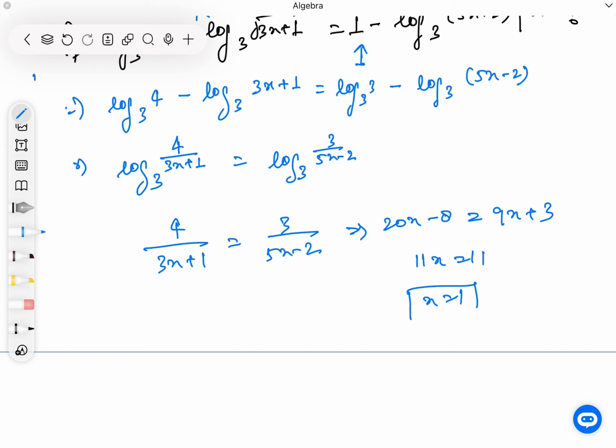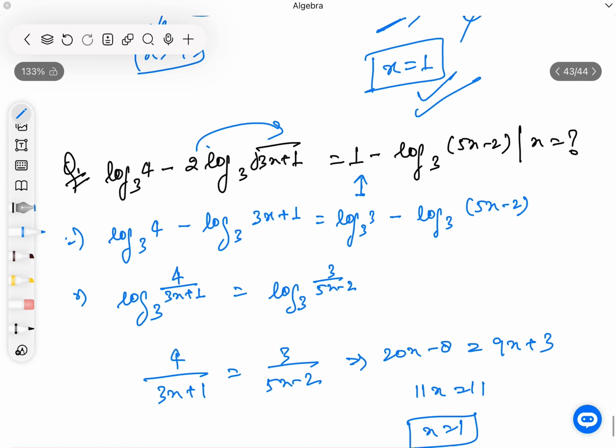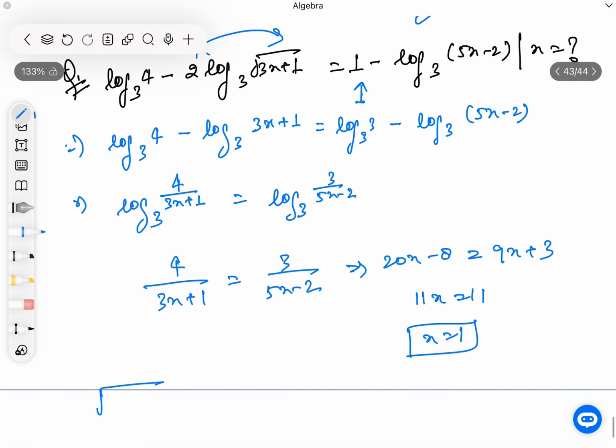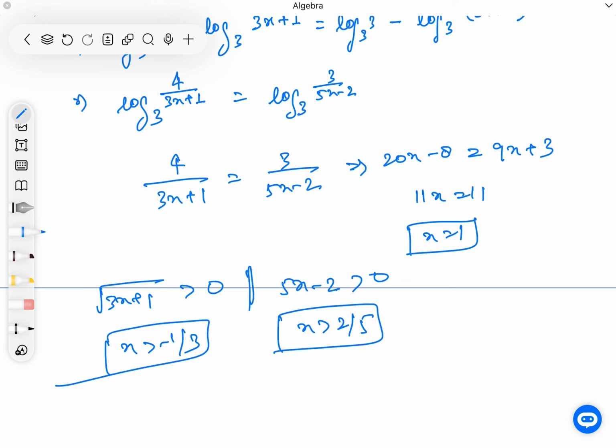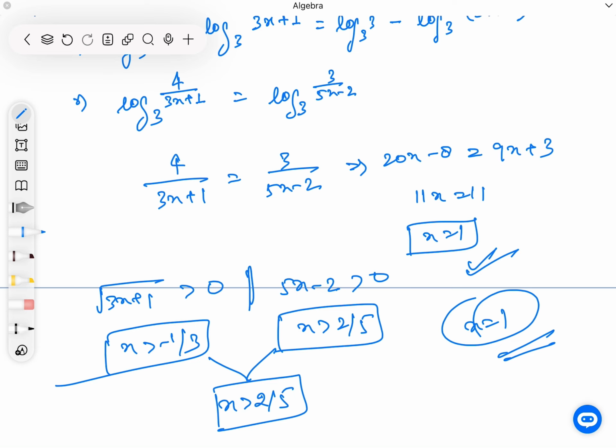So x is 1. But those conditions where root (3x + 1) has to be greater than 0, and 5x − 2 has to be greater than 0. So x has to be greater than 2/5, and taking square and all that, x has to be greater than −1/3. So from conclusion we can get that x has to be greater than 2/5, and 1 is greater than that. So x is 1. This is a legit answer. We have no problem with that.